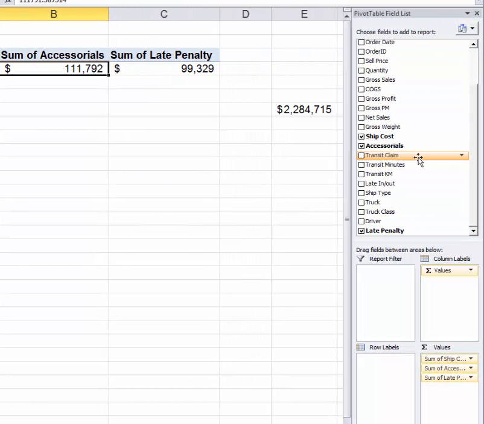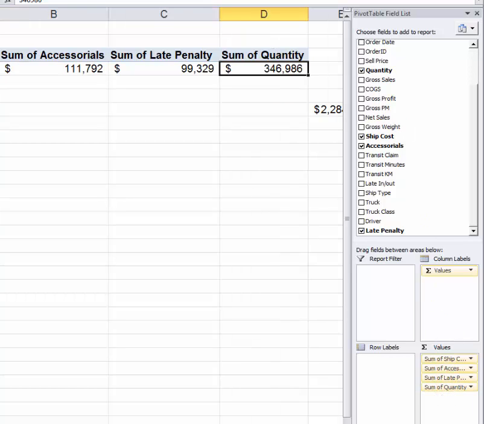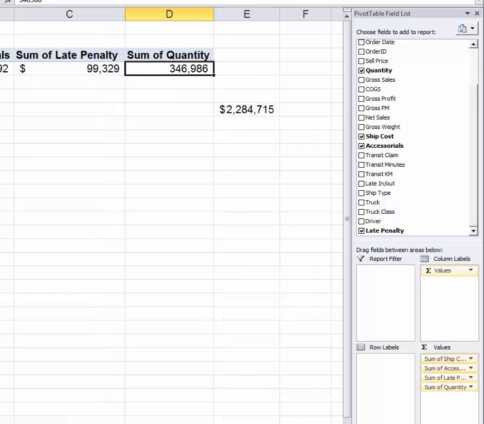Well, how many units did we actually ship? It's the quantity here. And we're going to put that in box 1, and let's just change the format. It is 346,986 units. Now, even if the customer returns some of those units, it doesn't matter. You still have to pay to ship them out in the first place.